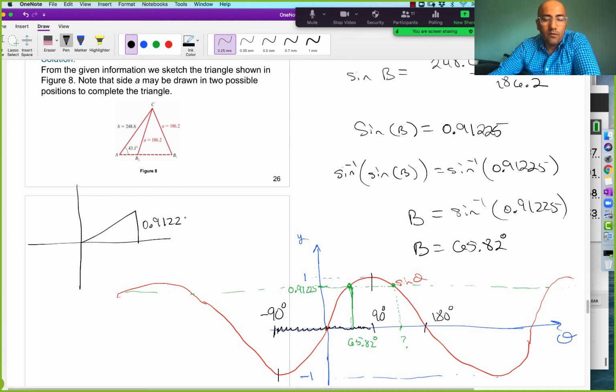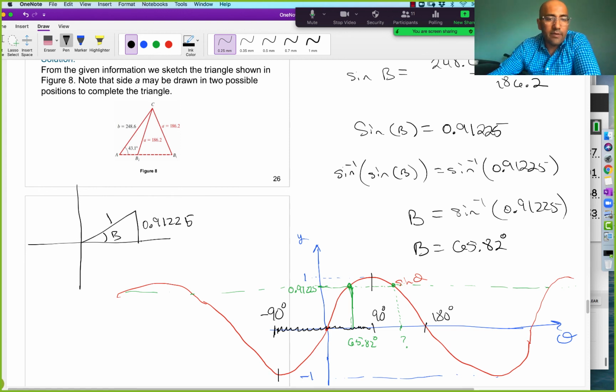So there could be some triangle here that has 0.91225 over 1. Here is one triangle, opposite over hypotenuse. Here is one possible value. That's going to give you sine of b equals this over that. And so we get this, right?